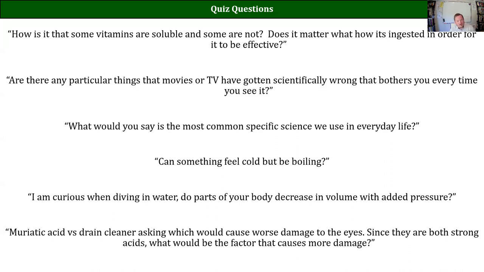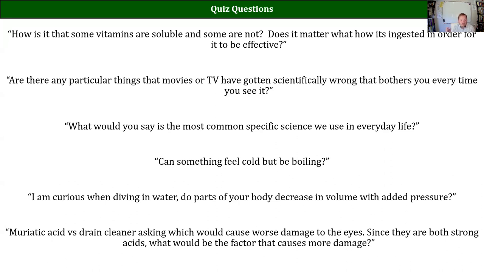Can something be cold but be boiling? Absolutely. When things are going through a phase change, they stay at that temperature, right? So anything that has a boiling point that we would associate with being cold is going to be both boiling and cold to the touch. So liquid nitrogen is a prime example. It boils at 78 Kelvin, which is about negative 200 Celsius. It's boiling, but it's very cold.